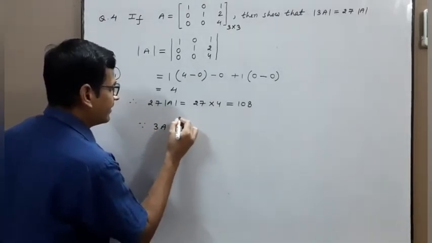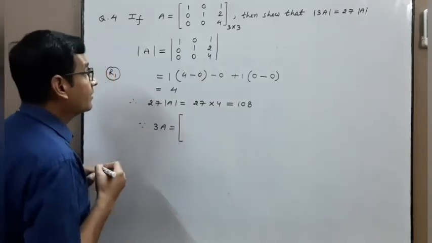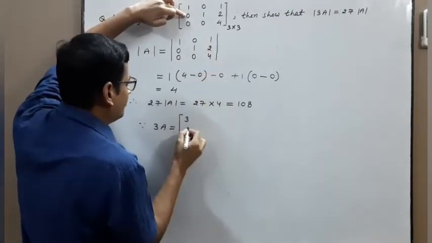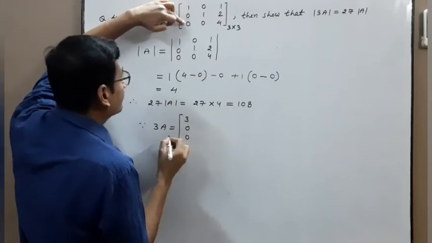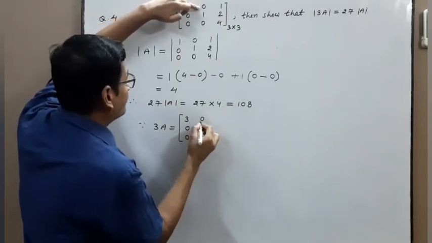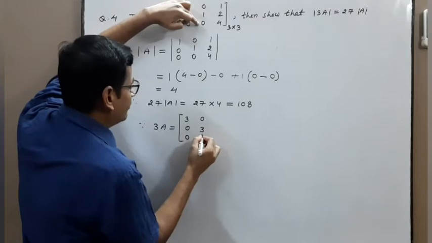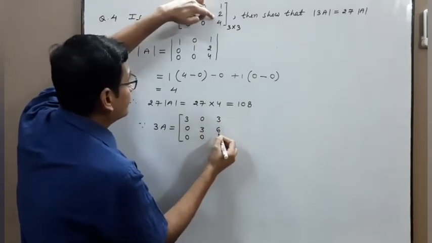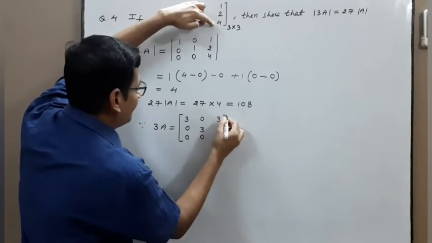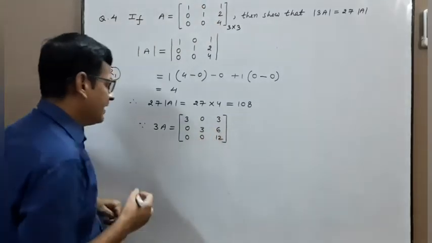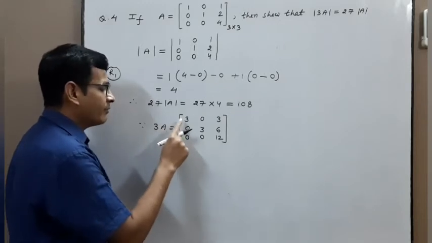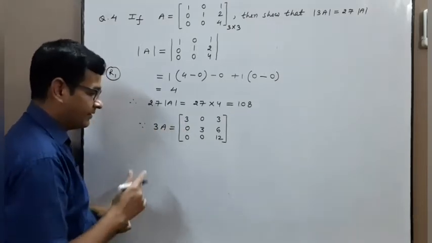3 into matrix A. 3 into 1 is 3, 3 into 0 is 0. 3 into 0 is 0, 3 into 0 is 0. 3 into 1 is 3, 3 into 0 is 0. 3 into 1 is 3, 3 into 2 is 6, 3 4 is 12. If we multiply any scalar with any matrix, then we multiply each element of the matrix by that scalar.